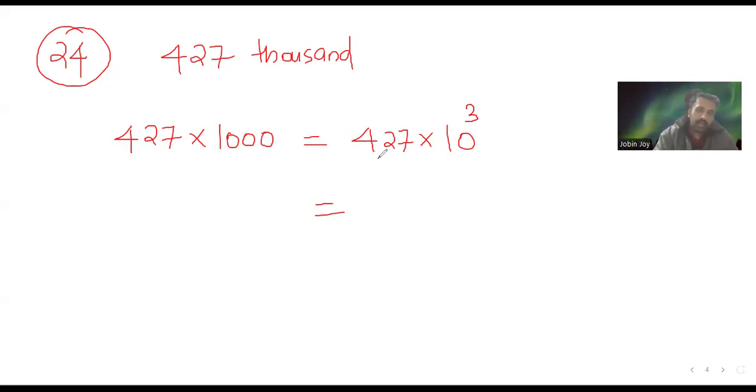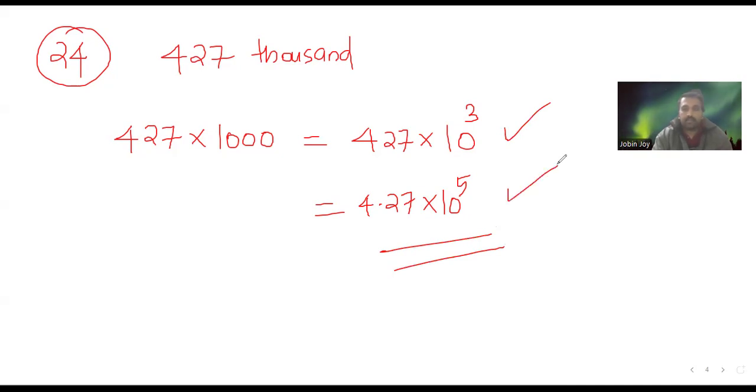Or I can change the decimal to 4.27. I added 2 decimal points, right? So that means I can give 3 plus 2, 5, 10 raised to 5. So 4.27 into 10 raised to 5. This one is also correct. 427 into 10 raised to 3 or 4.27 into 10 raised to 5. Both are the same.